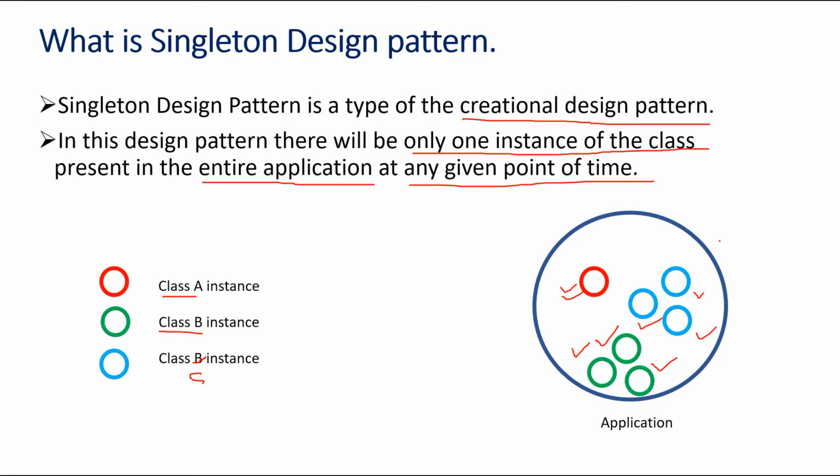So in this whole application you can see that for this particular red class or red instance of that class, there is only one instance present in this entire application. So this is the singleton class in this, because there is only one instance of this class present in that entire application. These two classes have multiple instances present, and hence these two are not the singleton classes. So this is all about the Singleton Design Pattern.